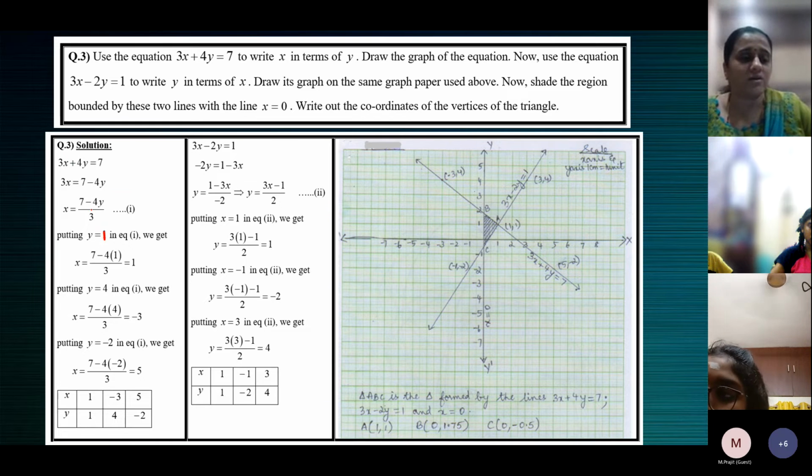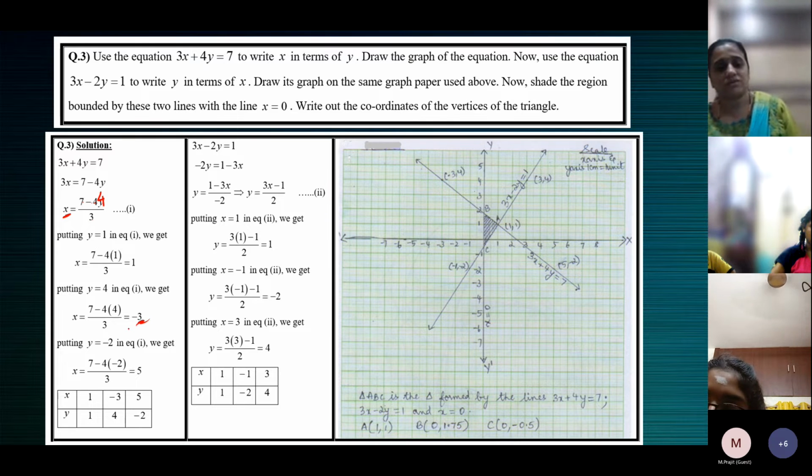The denominator is 3, so 1 plus 3 is 4. Let's take y as 4. Now, when y is 4, what's the value of x? 4 squared is 16. 7 minus 16 is minus 9. Minus 9 by 3 is minus 3.